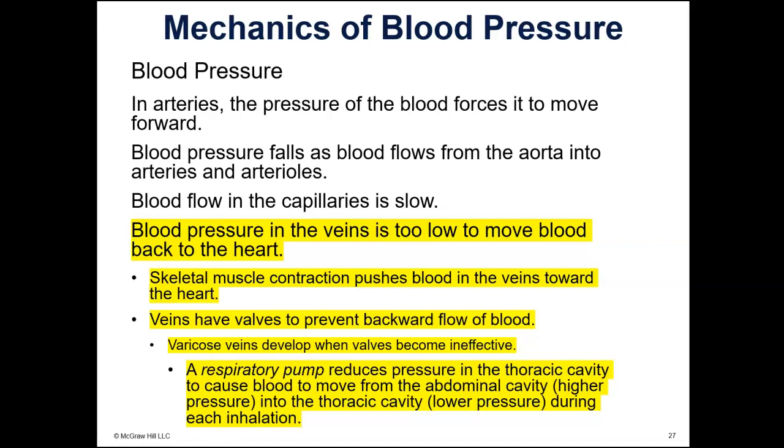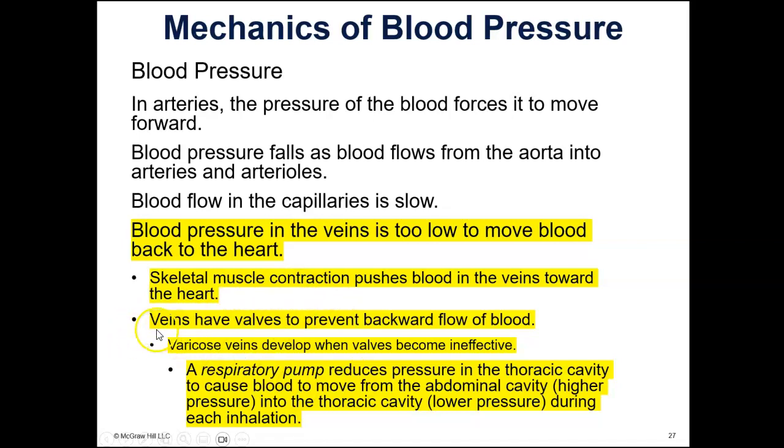As you move, as you walk, as you move your muscles and use your body, your skeletal muscles contract, and they push against the veins. And that is why exercise is good for your circulatory system. You probably heard that before, maybe from your mom or your grandmother. But that is the reason why, because it helps to get blood back to the heart from the veins.